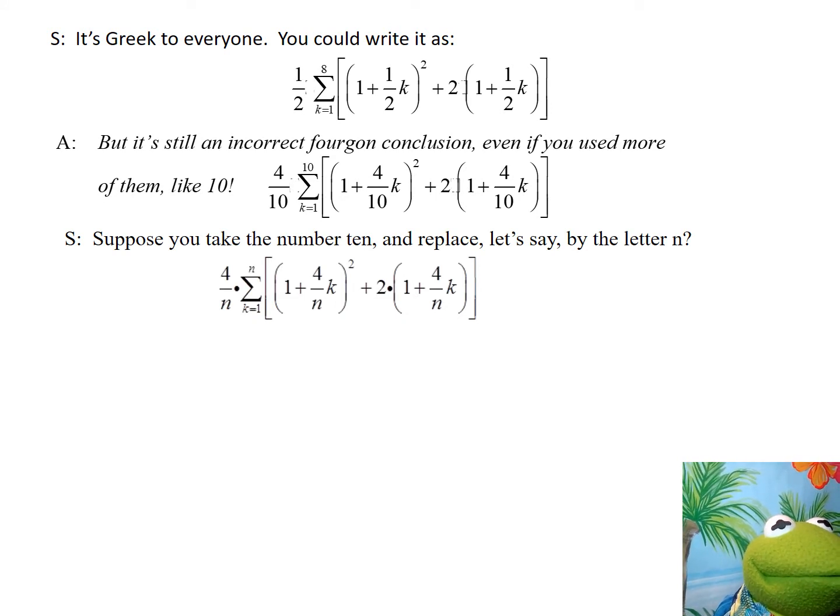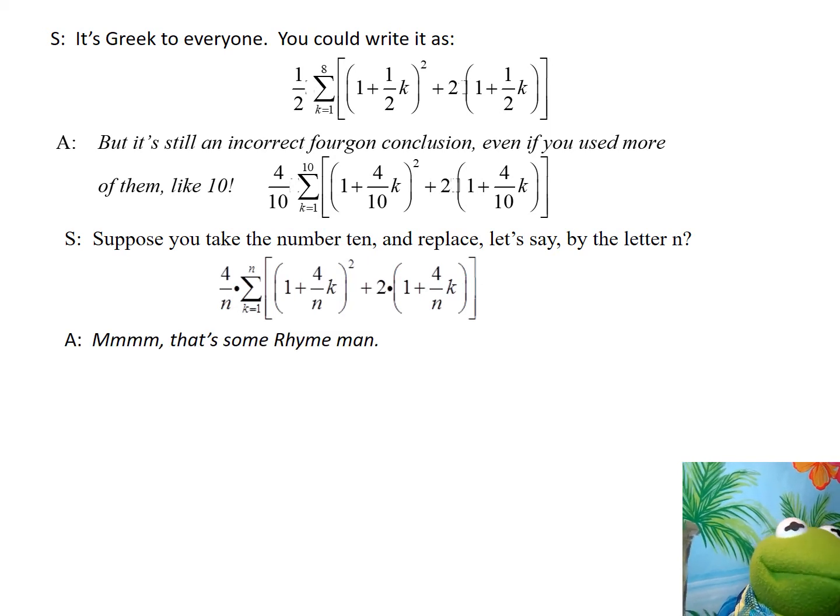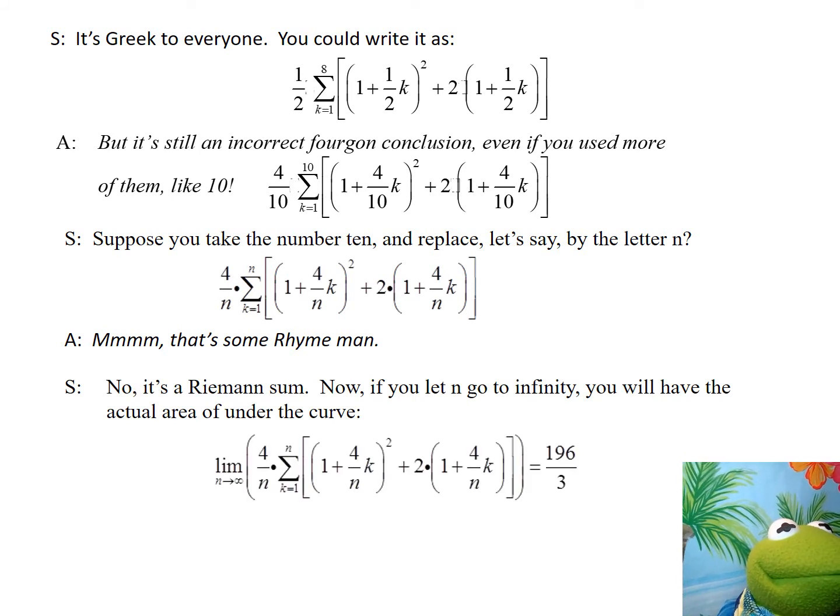Suppose you take the number 10 and replace it, let's say, by the letter n. 4 over n times the summation as k goes from 1 to n of the quantity 1 plus 4 over n k squared plus 2 times the quantity 1 plus 4 over n times k. That's some Riemann. No, it's a Riemann sum.